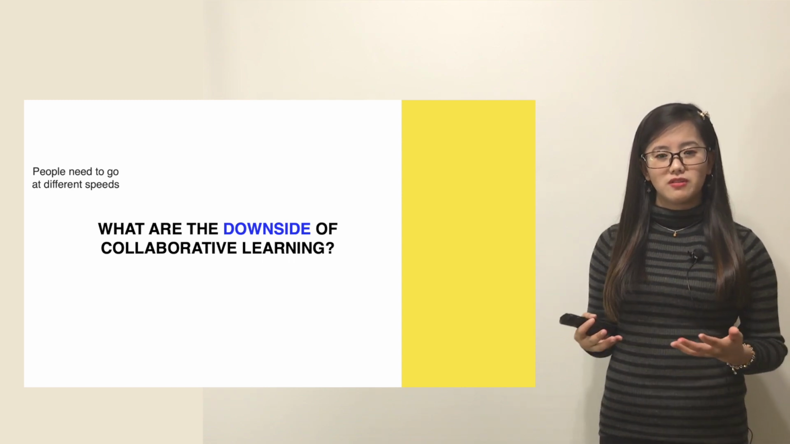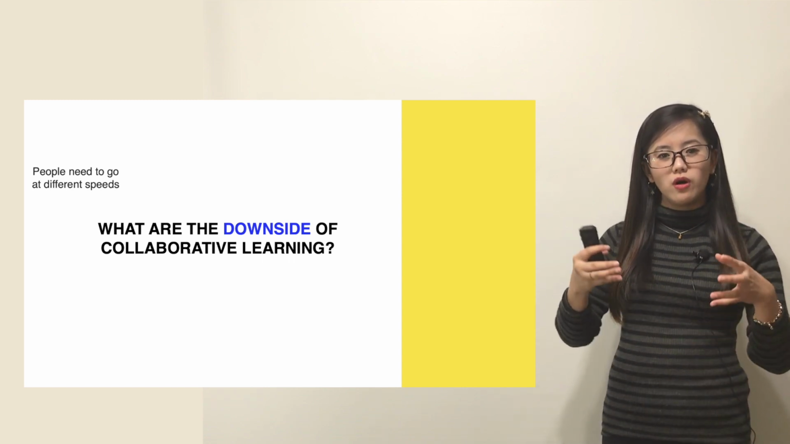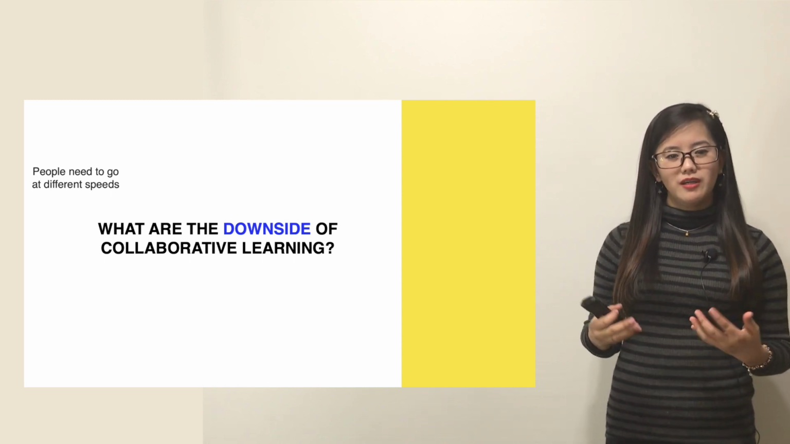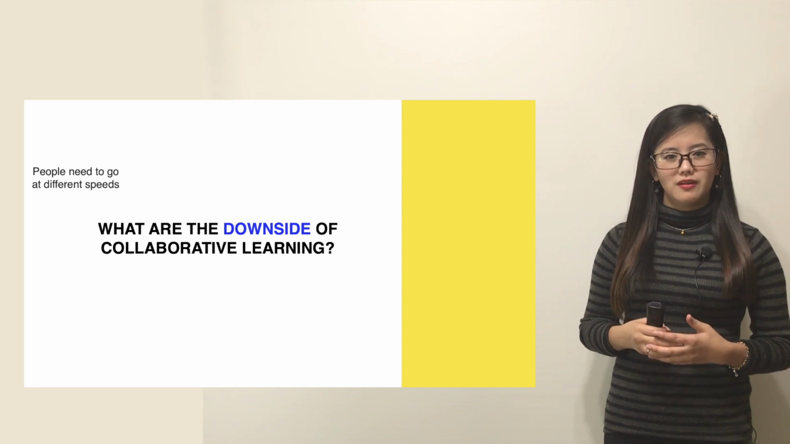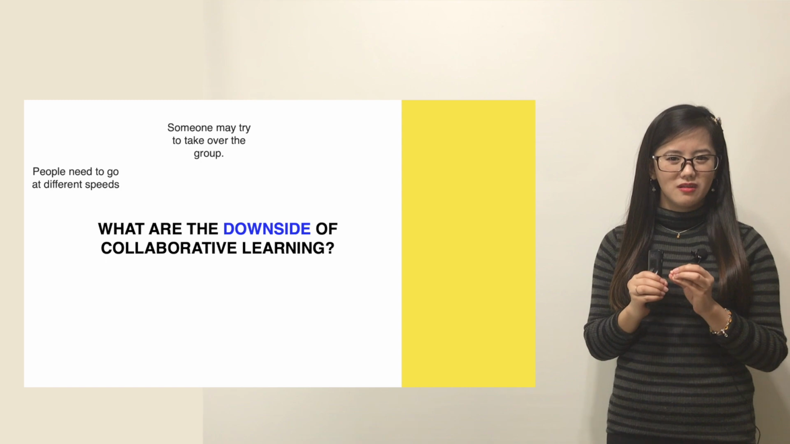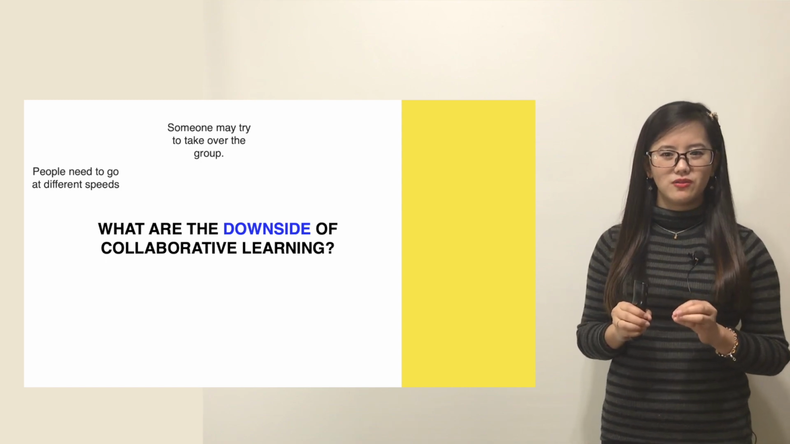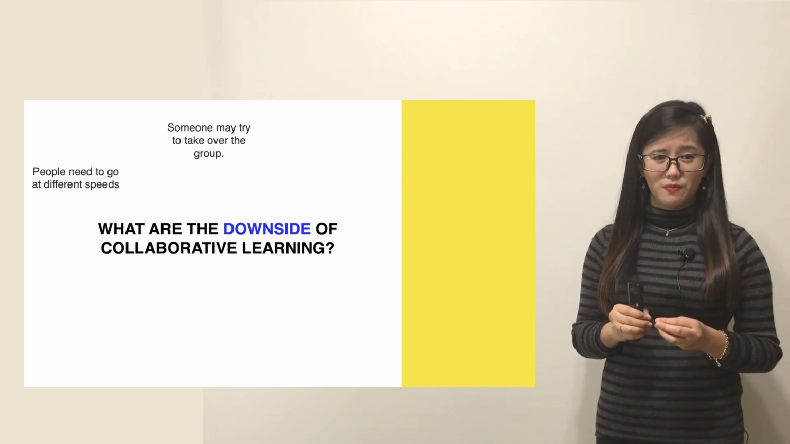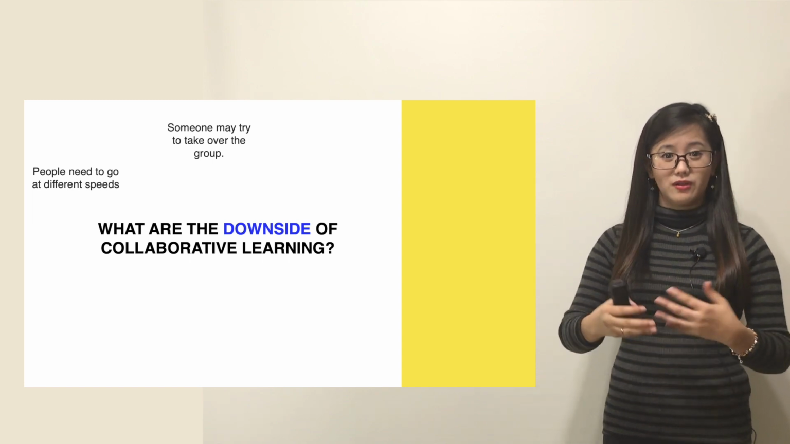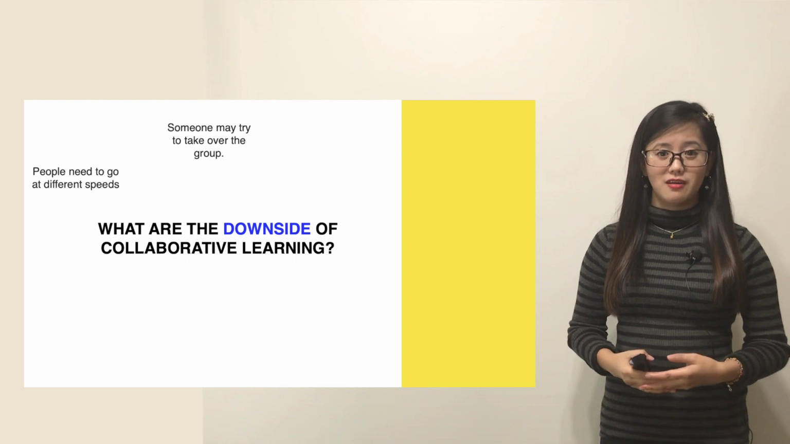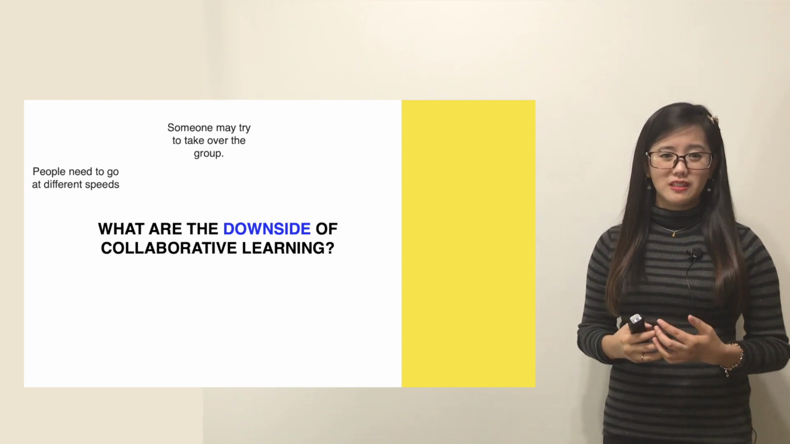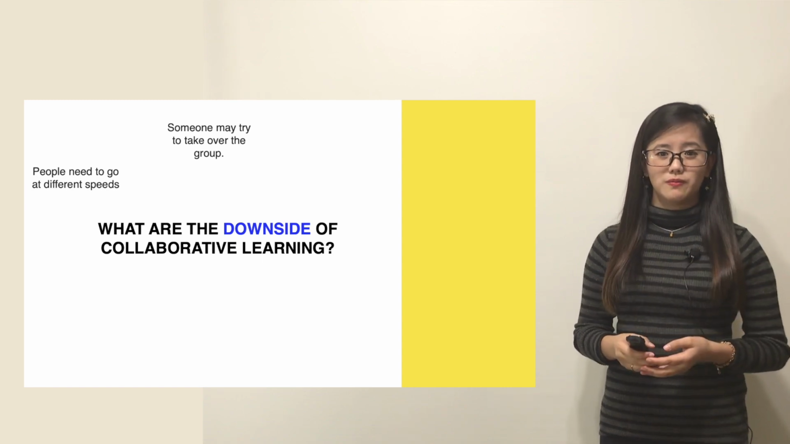This is one of the disadvantages, especially if you want the task to be done and some of your teammates are slow, it could also slow you down. Another thing is that some students may try to take over the group, especially the acting leader or somebody who is smarter than the group. They tend to just take all the responsibility and do it on their own.